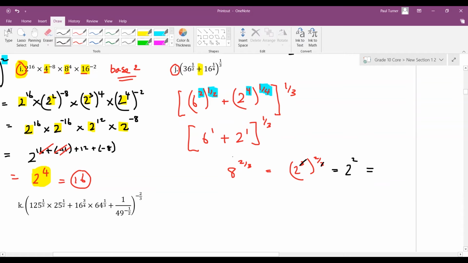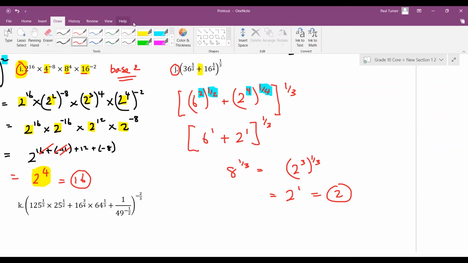Hold on, let me check 2/3. Oh, it's 1/3. Backtrack. I'm thinking of something else. So 8 to the 1/3, okay, not 2/3. 8 is 2 cubed, to the 1/3. So if you write that down, rub it out. And 3 times a third is 1. So you get 2, not 4. 8 to the 2/3 is 4. Okay, so that's 2 for that answer. That's how you get 2.